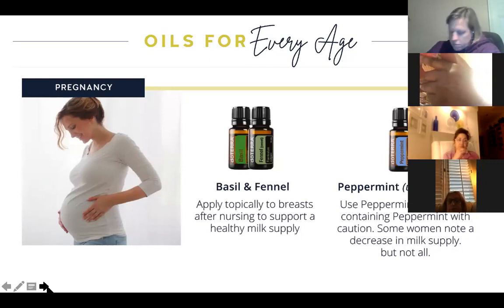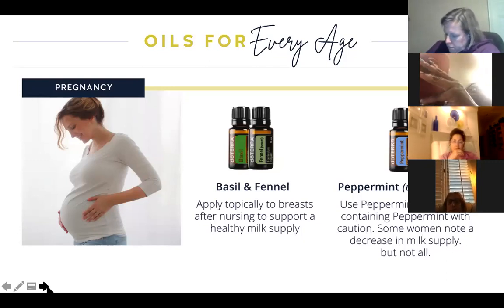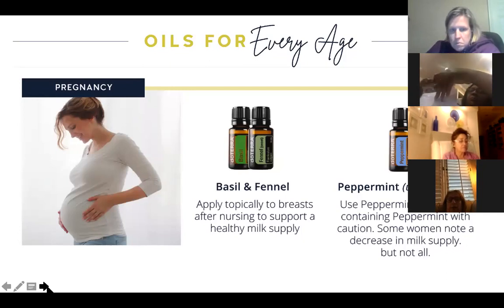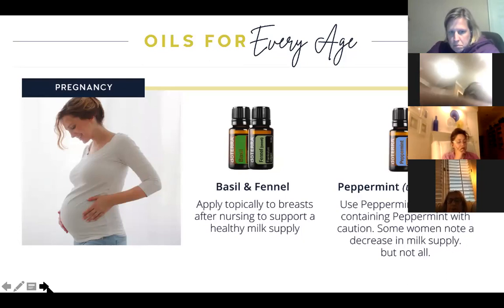And then peppermint. However, peppermint should be used very carefully. Some women do note a decrease in their milk supply when using peppermint. So it can be used, but in small amounts. It is often used in pregnancy for nausea, so morning sickness, that sort of thing.